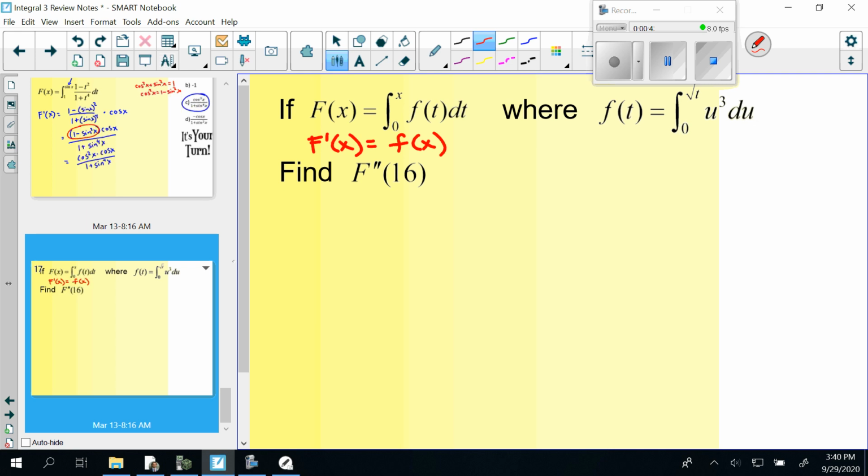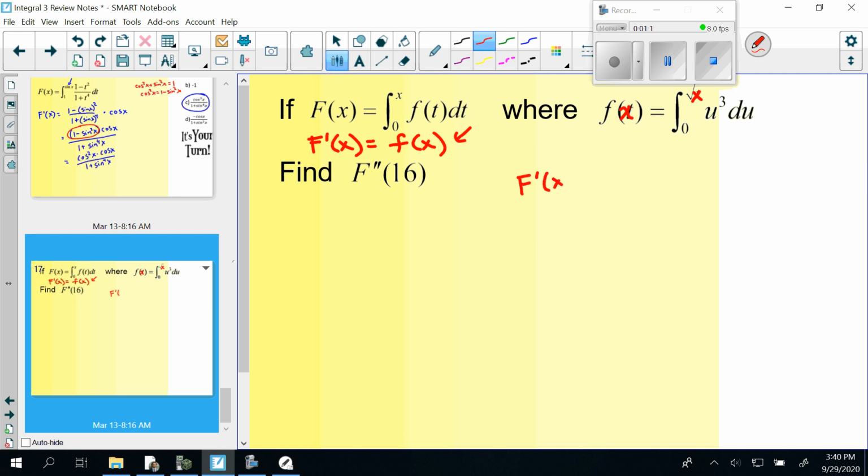Well, if we know the first derivative is equal to f of x, we have something over here that describes what function f is. It does say this is at t, but the variables themselves don't matter. It's still the same function regardless of what the input is. So if we want to think of this as x instead of t, that should still be equivalent.